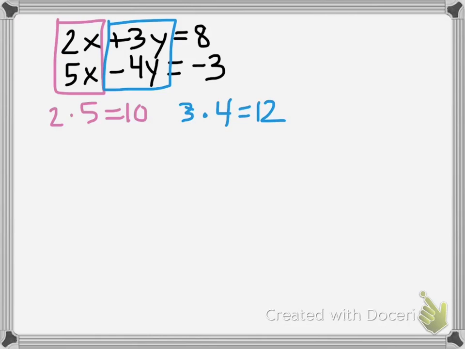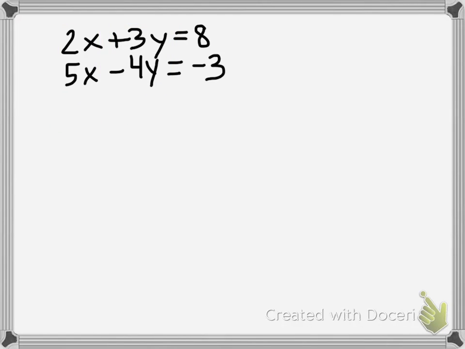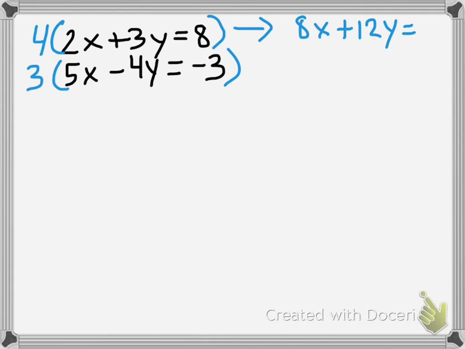I'm going to choose to eliminate y's here because we eliminated x's in both of our other examples, and I want to be sure that you see we can do either one. So I'm choosing to eliminate the y's, which means I'm going to multiply up to get 12. So this first equation, I am multiplying by 4, and my second equation, I'm multiplying by 3. Okay, this becomes 8x plus 12y equals 32. And this becomes 15x minus 12y equals -9.